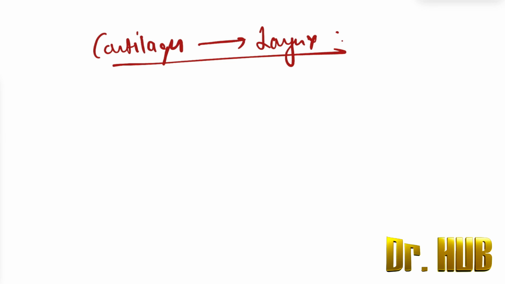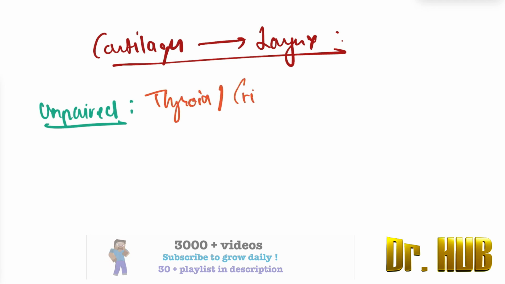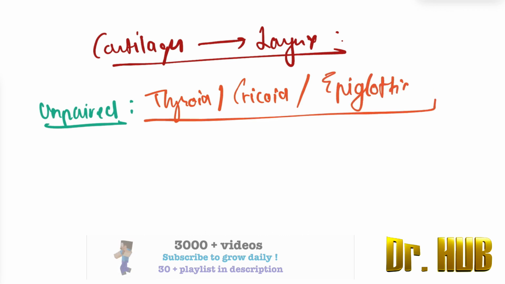So let's get started. First, we are going to look at the unpaired cartilages. So what are the unpaired cartilages? This is going to be the thyroid. Next comes the cricoid and the epiglottis. So they are nothing but the unpaired cartilages.